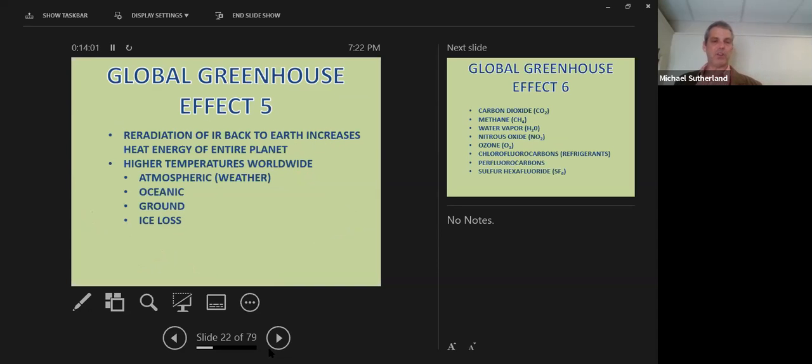So as a result of increasing carbon dioxide content, obviously atmospheric temperatures will increase, and that will change weather patterns. The oceans will warm, and we'll be looking at some of the effects of those. The ground heats up, and that's had effects on plant species and insect species that live in the soil, which have, in some cases, a very narrow temperature range.